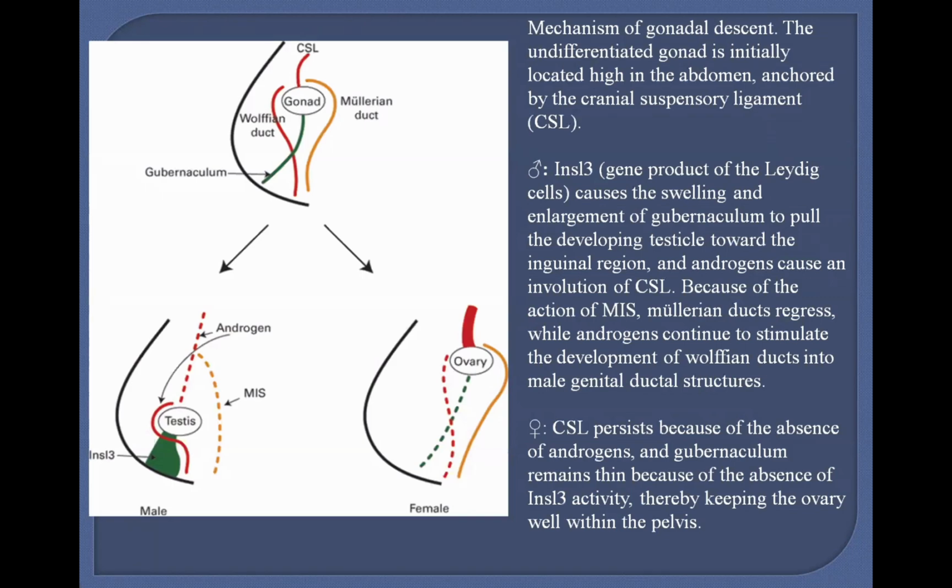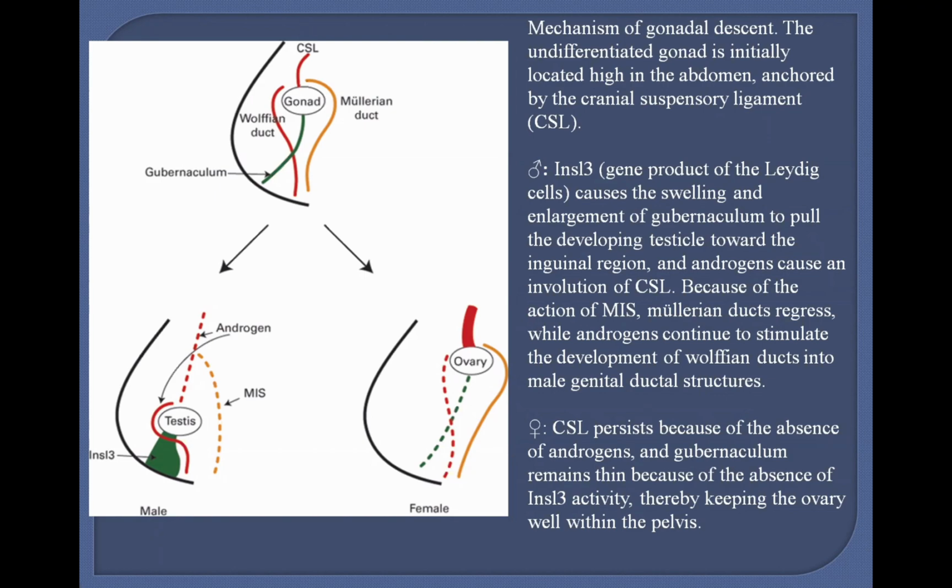The undifferentiated gonad is initially located high in the abdomen and is anchored by a cranial suspensory ligament. In males, this Leydig cell gene product will cause swelling and enlargement of the gubernaculum, which will pull the developing testicle towards the inguinal region. Androgens will cause involution of the cranial suspensory ligament. There is also the action of the Mullerian inhibiting substance, whereby the Mullerian duct will regress, while androgens will continue to stimulate the development of Wolffian ducts into male genital ductal structures.